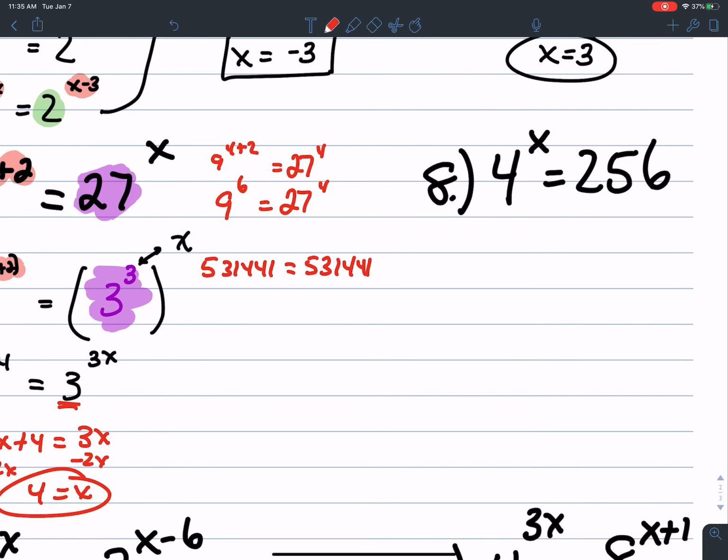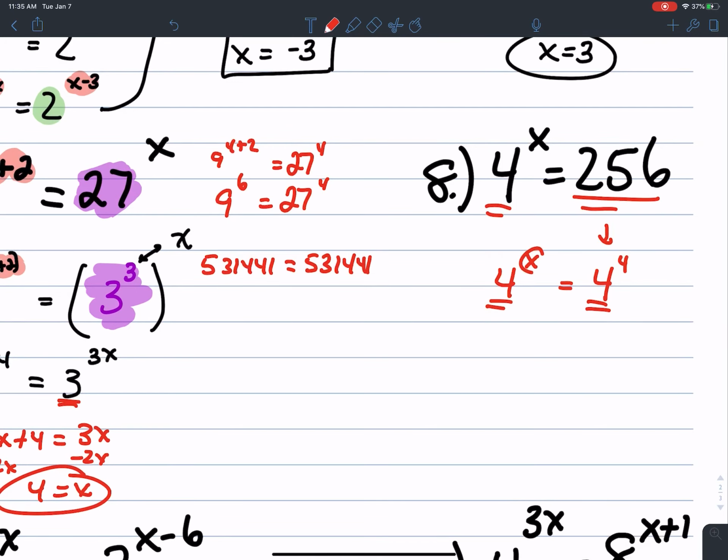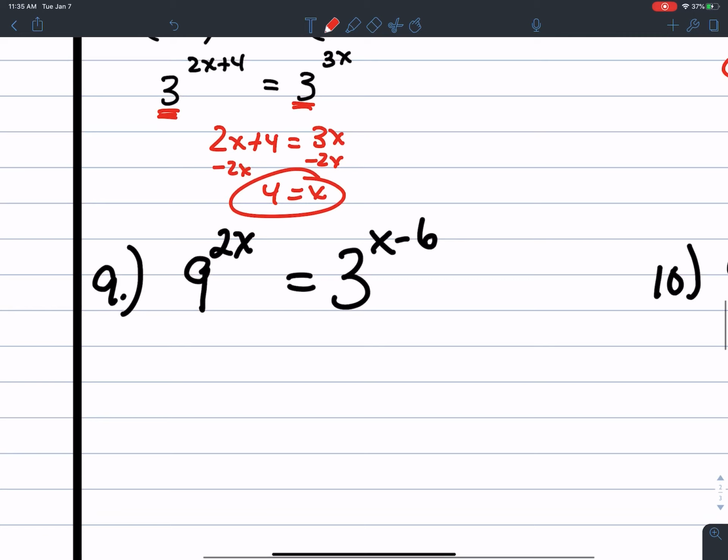I see different bases. I see a 4 and a 256. But what I do know from my facts is that 256 is the same thing as 4 to the 4th. So if I had 4 to the x is equal to 4 to the 4th, if their bases are the same, I can set their exponents to be equal. And that one's nice and easy. Let's move on to this one.